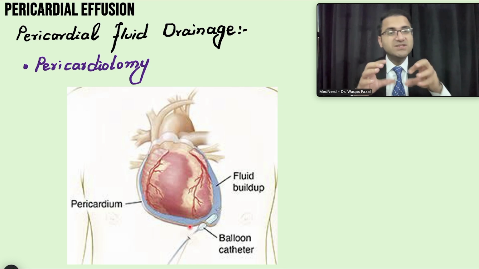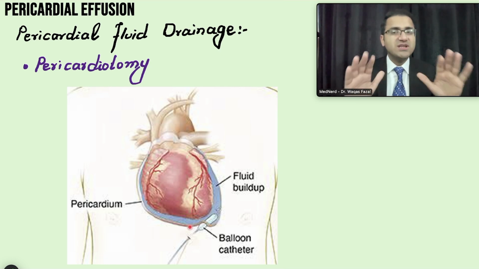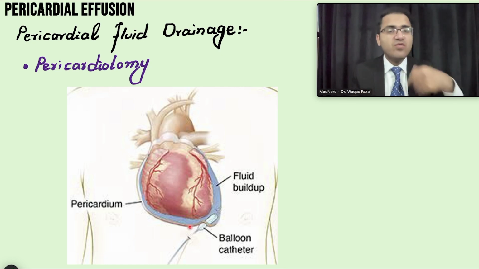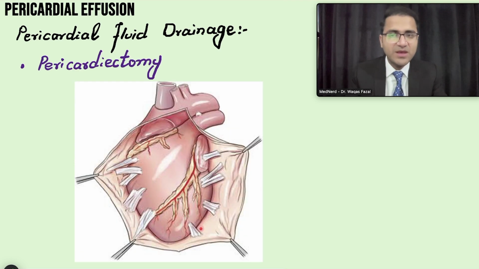That permanent hole is there so that the pericardial fluid keeps draining out. It can drain into the pleural space, it can also drain externally. So you put a passage for the fluid to drain constantly. That is called pericardiotomy. Balloon pericardiotomy is also done. In balloon pericardiotomy, they pass a catheter and a balloon is inflated to create a hole in the pericardial cavity.